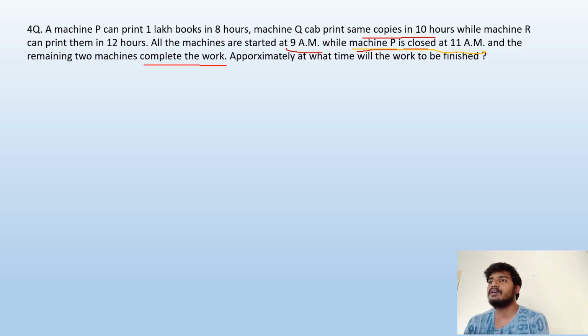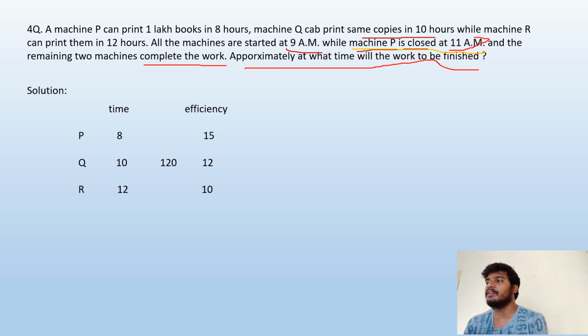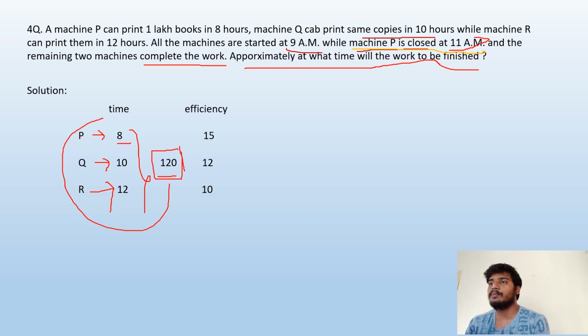And the remaining two machines complete the work. Here machine P is closed at 11 am and machines R and Q complete the remaining work. Approximately at what time will the work be finished? We need to find at what time the total work will be finished. As we know, the time of P is 8 hours, the time of Q is 10 hours and the time of R is 12 hours. By taking the LCM of these three, we get the value 120. Let us consider 120 as the total amount of work to be completed by the three machines, that is P, Q and R.